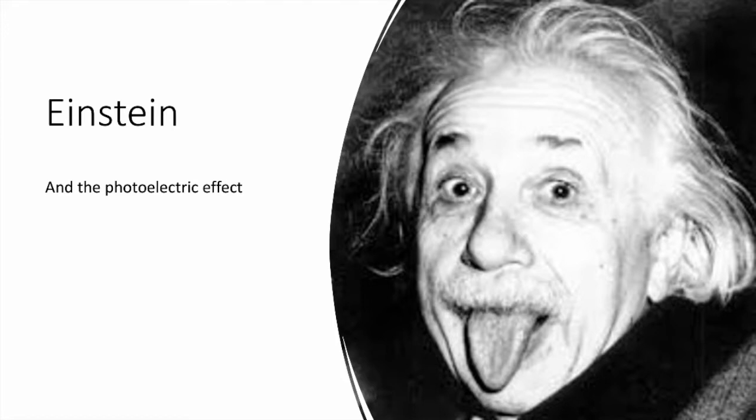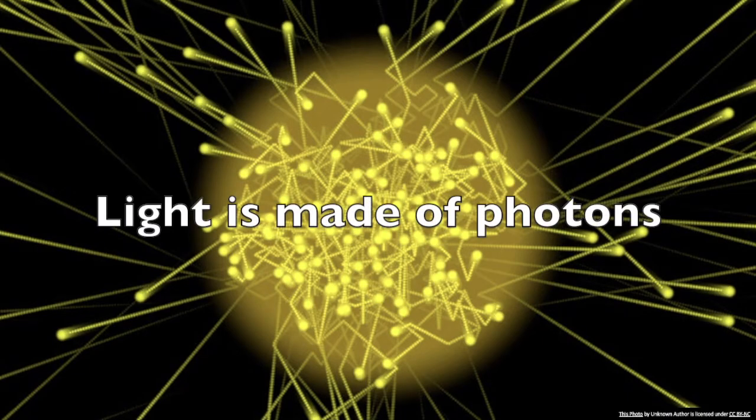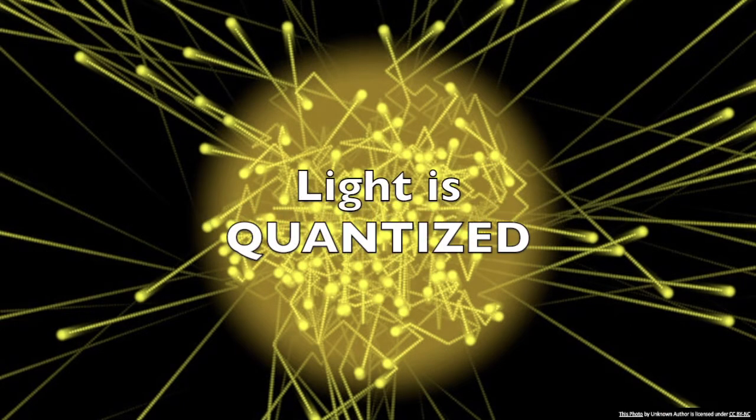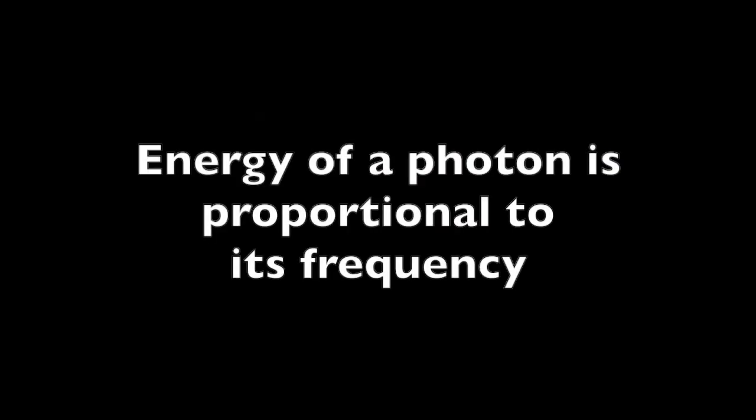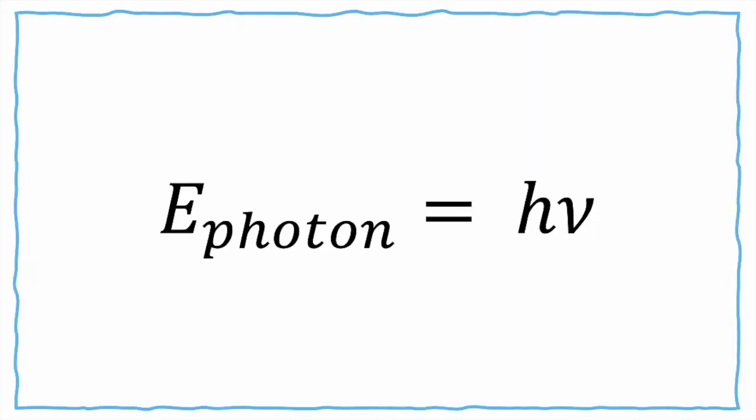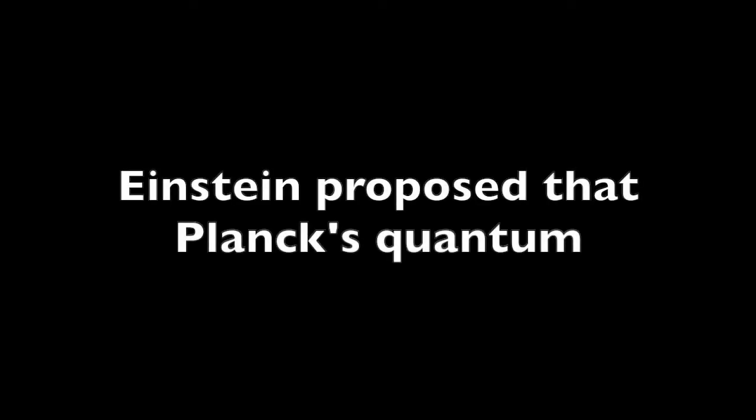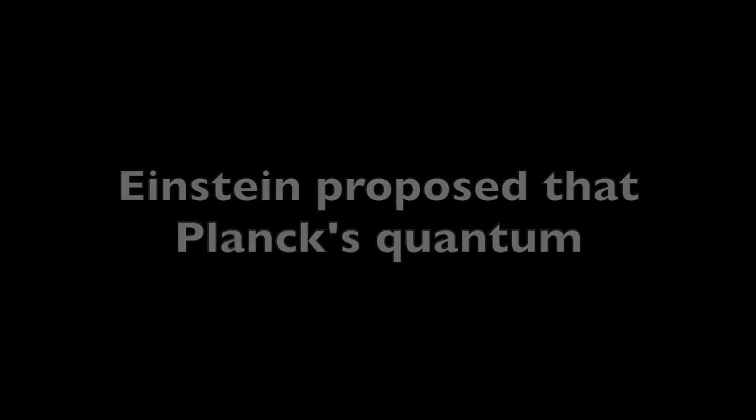Based on his exploration, Einstein proposed a theory that light is made of photons. In other words, light is quantized, and the energy of a photon is proportional to its frequency. And this energy can be expressed by the equation: the energy of a photon is equal to Planck's constant times the frequency, E = hν. Einstein proposed that Planck's quantum is actually a photon of light.